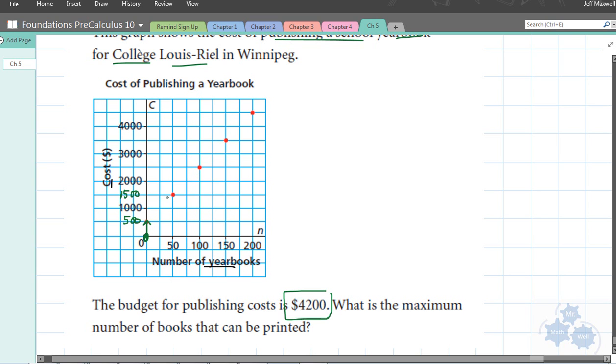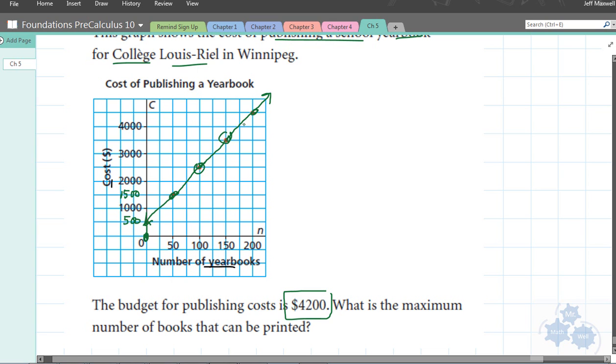Now, would it make sense to connect these dots with a line? Probably. Let's say we ordered 120 books. Would it make sense that the cost would be somewhere between $2,500 and $3,500? Yeah, it would make sense. So we could get away with considering this as a straight line. The line would connect them, and I apologize again for my barely non-straight line.